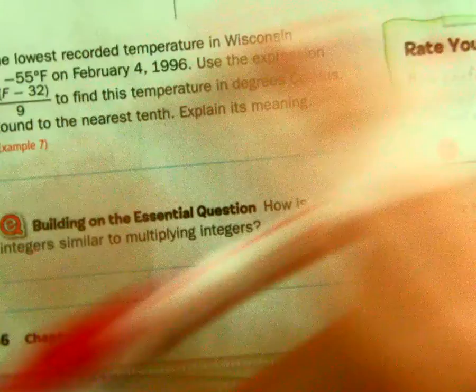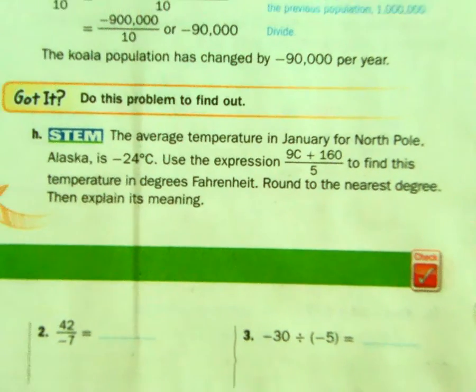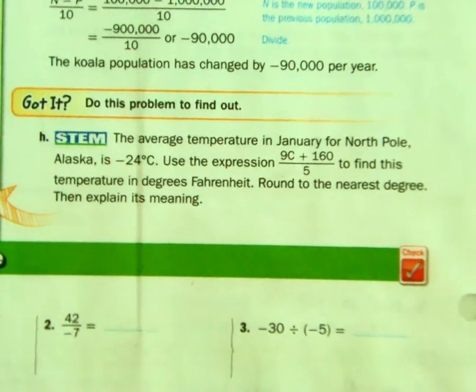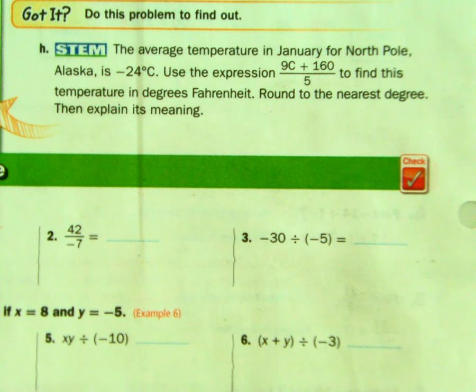Okay, and if we flip over to the back. Example H. The average temperature in January for North Pole, Alaska is negative 24 degrees Celsius. Use the expression (9C + 160) divided by 5 to find the temperature in degrees Fahrenheit. Round to the nearest degree, then explain its meaning.